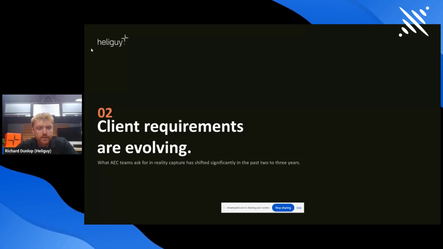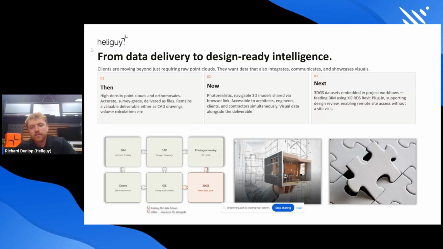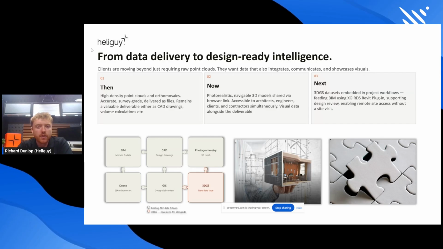So client requirements are evolving. This is now getting into the realm of 3D Gaussian splatting and how it fits in. With what we post on our socials and on social media, the message needs to be conveyed properly.